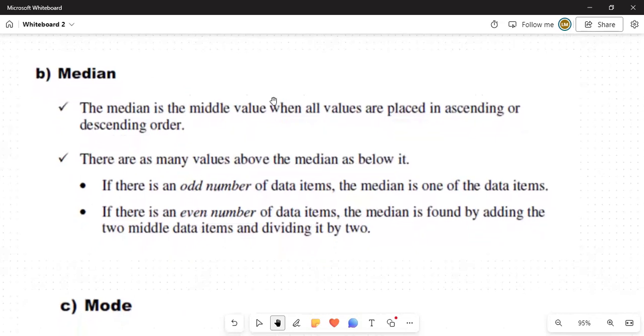The median is the middle value when all the values are placed in ascending or descending order. If the total number of items you have is an odd number, then the median is going to be in the middle. But if it's an even number, then you need to add the two in the middle and divide by 2 to get the median.